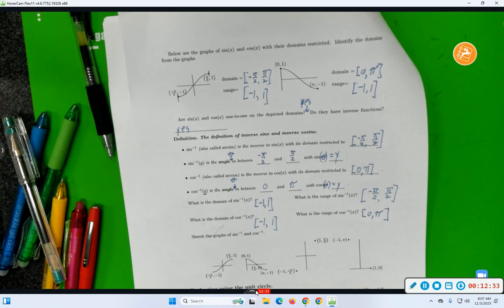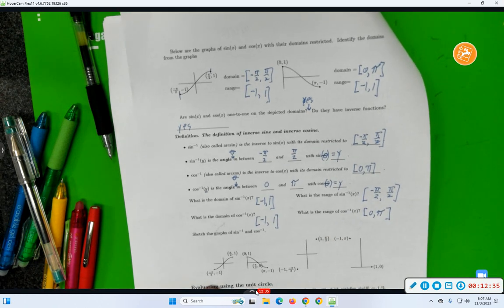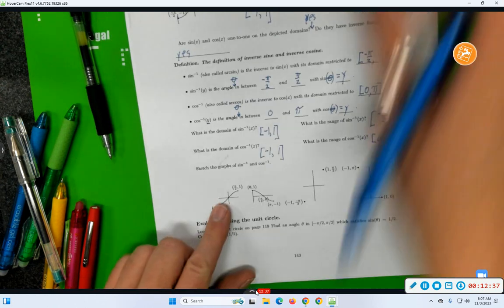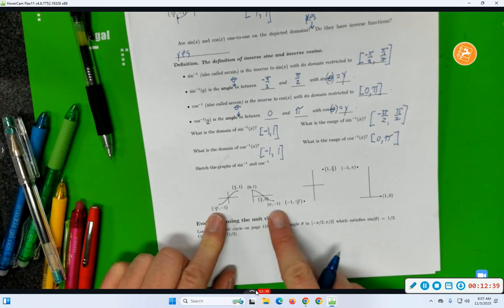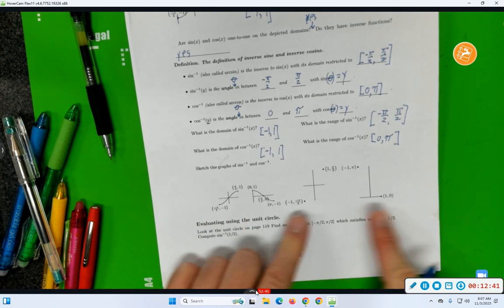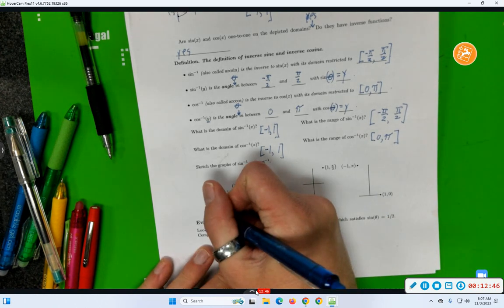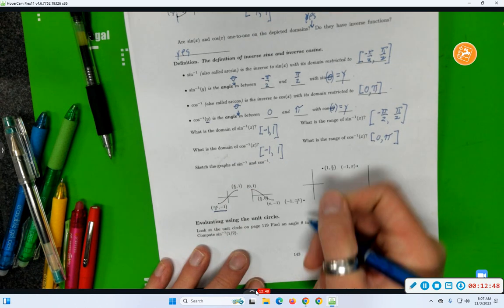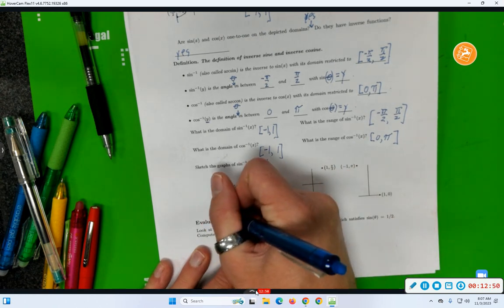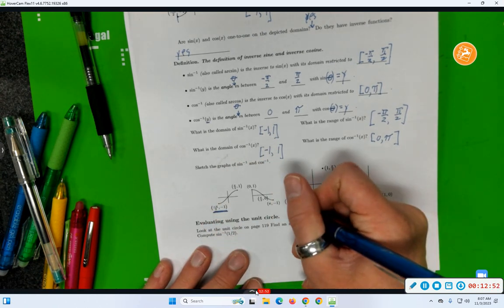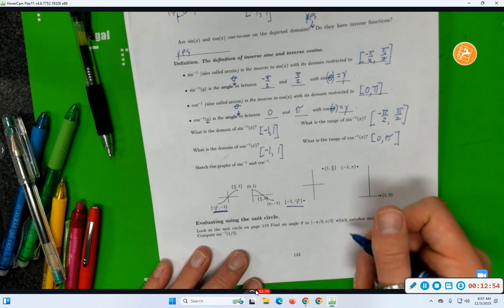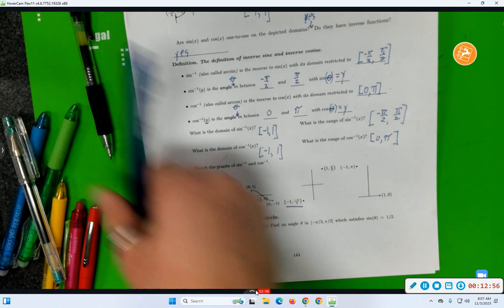Let's also sketch some graphs. So here's the graph of sine after we restrict the domain, and the graph of cosine after we restrict the domain. We can get the graph of the inverse function by taking each point and changing its x and y coordinates. So because negative pi over 2, negative 1 is on the graph of sine, negative 1, negative pi over 2 is on the graph of inverse sine.